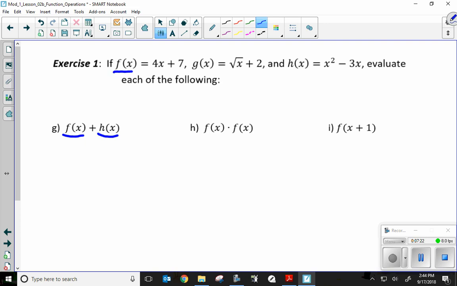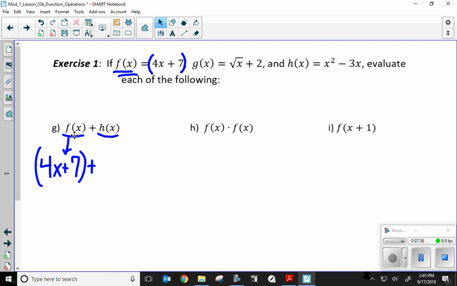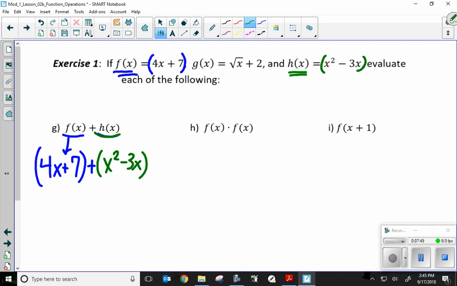F of x is 4x plus 7. That's what f of x equals. So here is 4x plus 7. I'm going to take that whole function and add that to h of x. This is what h of x equals. So I can substitute that whole function in here. Okay, h of x is x squared minus 3.